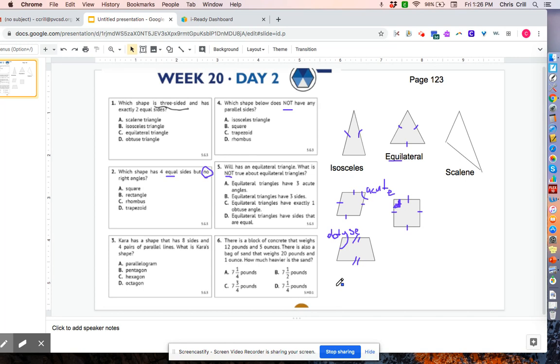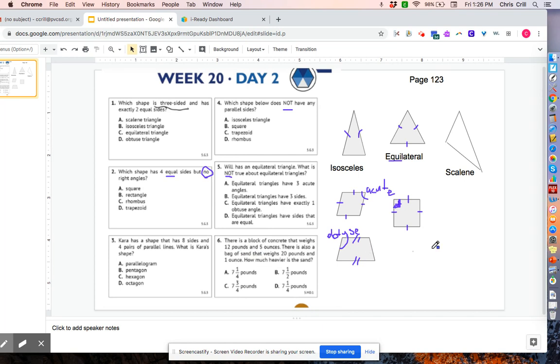We're going to look now at number 6. There's a block of concrete that weighs 12 pounds, 5 ounces. There's also a bag of sand that weighs 20 pounds and 1 ounce. How much heavier is the sand? You have a couple of different ways to solve this. I don't necessarily think it's necessary. Well, it may be. I don't know. We'll have to look at this.